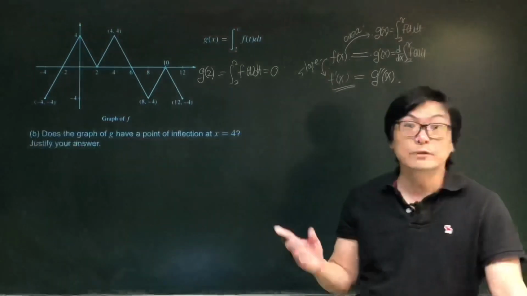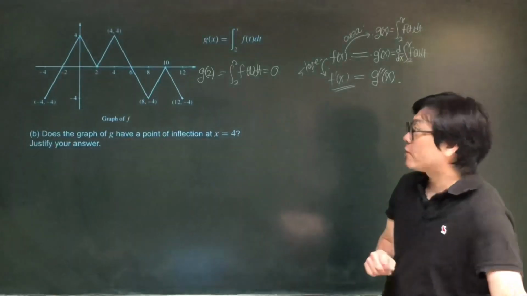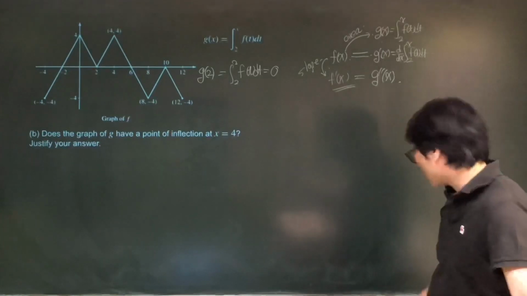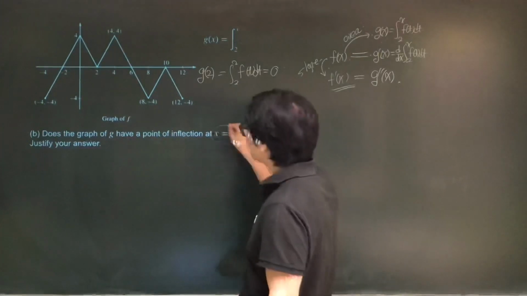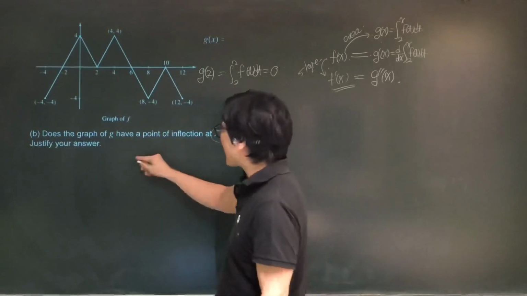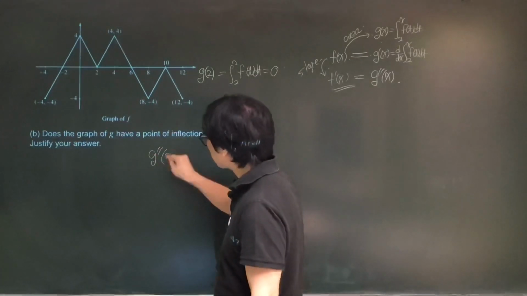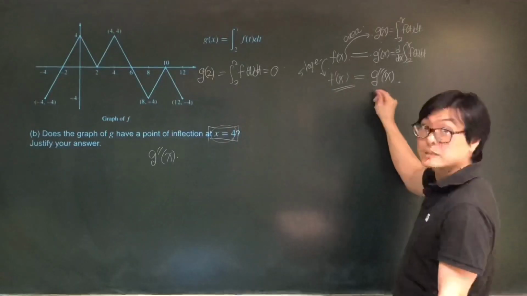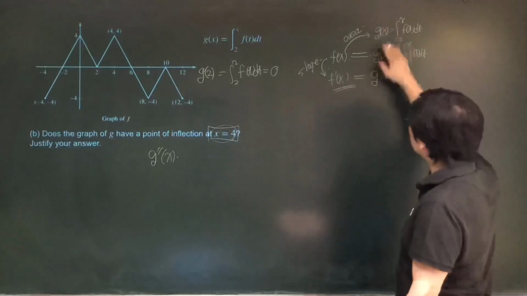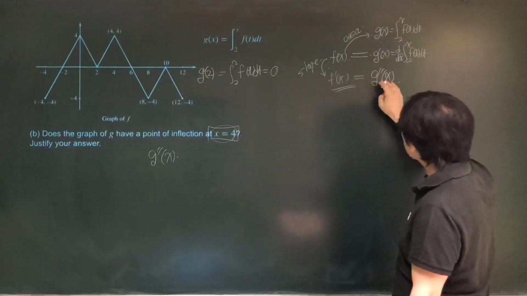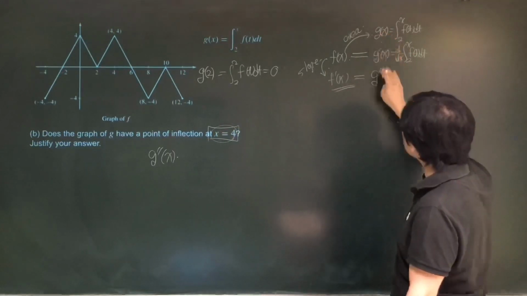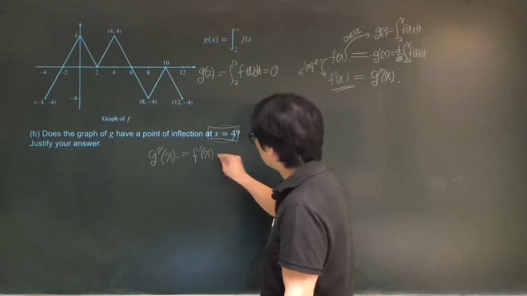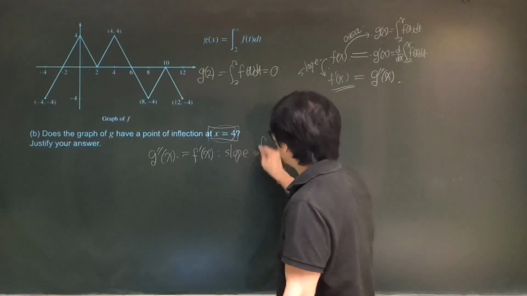Okay, let's move on to question B. Does the graph of G, not F, but G, have a point of inflection at x equals 4? So what we need to check is what happens for G prime of x near x equals 4. This is the important structure for us: we need to check G double prime of x to find out the point of inflection of G of x, but this one is the same as F prime, which is the slope of the graph.